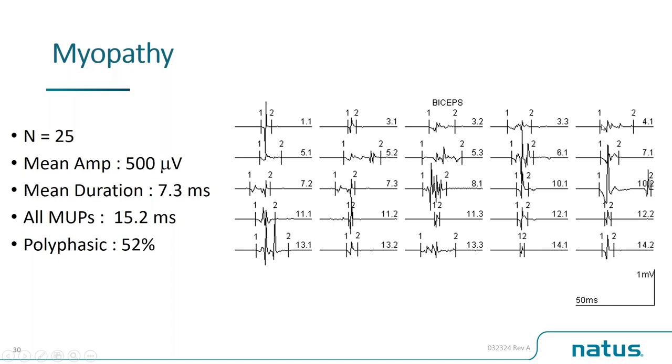And that's what makes analysis challenging in myopathy. And in many laboratories, because the long duration polyphasic potentials can give you normal duration, the duration is calculated in two ways. The mean value using only the simple potentials, like this waveform, et cetera. And that gave me a duration of 7.3 versus using all of them gave me a much higher duration. And we look at the percentage of polyphasic potentials.